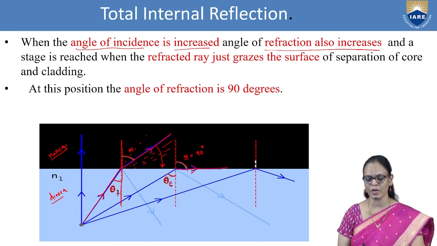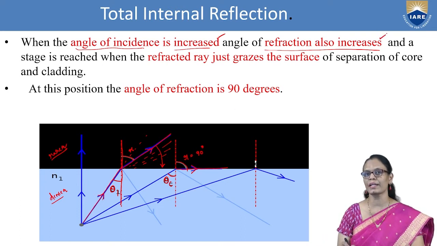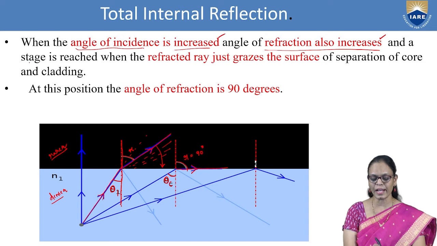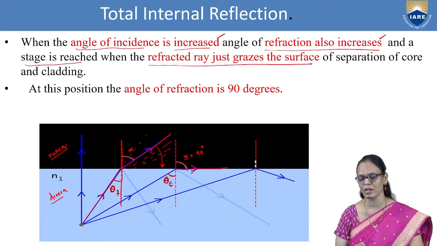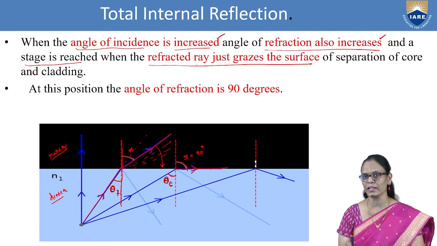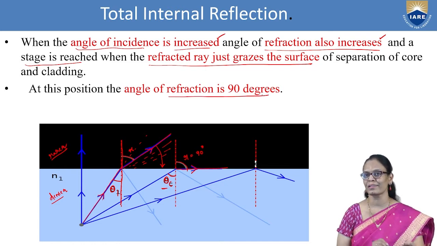So what we are trying to understand, as the angle of incidence increases, the angle of refraction also increases. And then a stage is reached when the refracted ray just grazes the surface. So what is the angle at which it grazes the surface? At critical angle. And at critical angle, what is the angle of refraction? It is 90 degree.